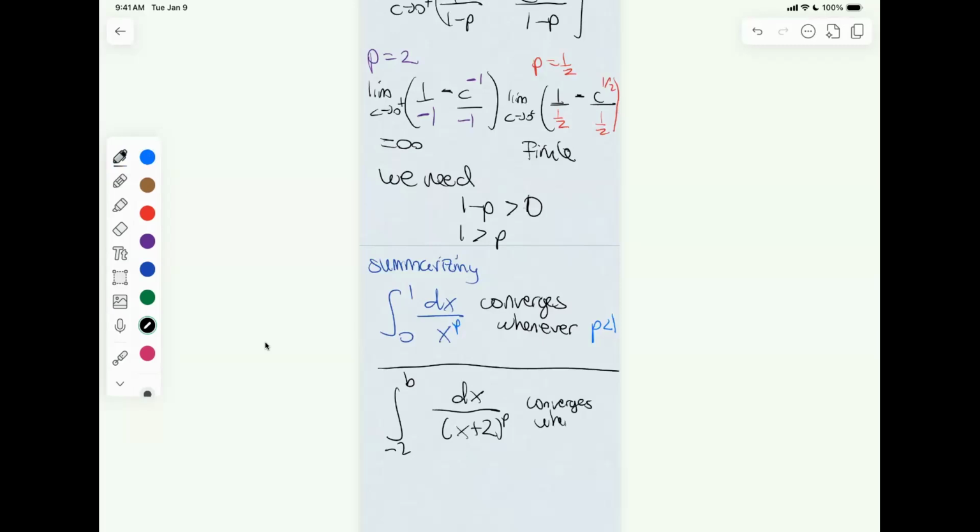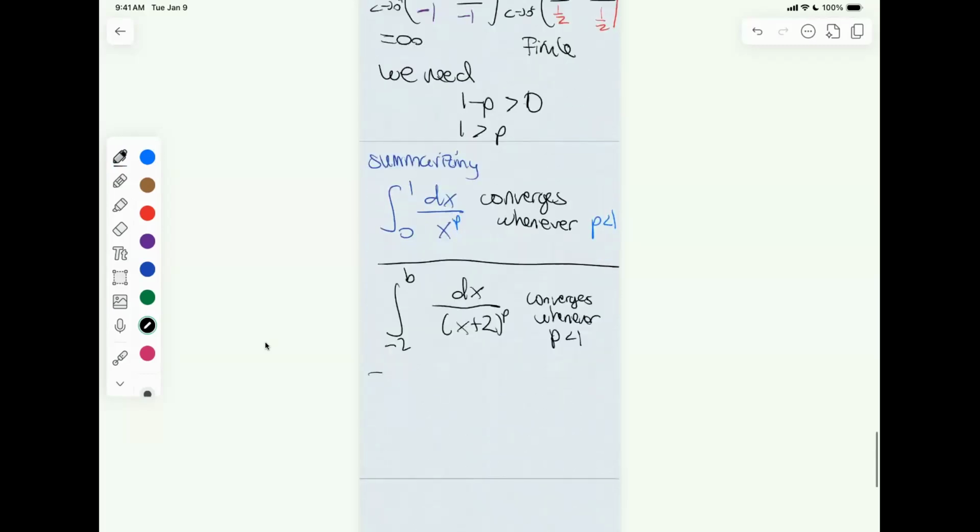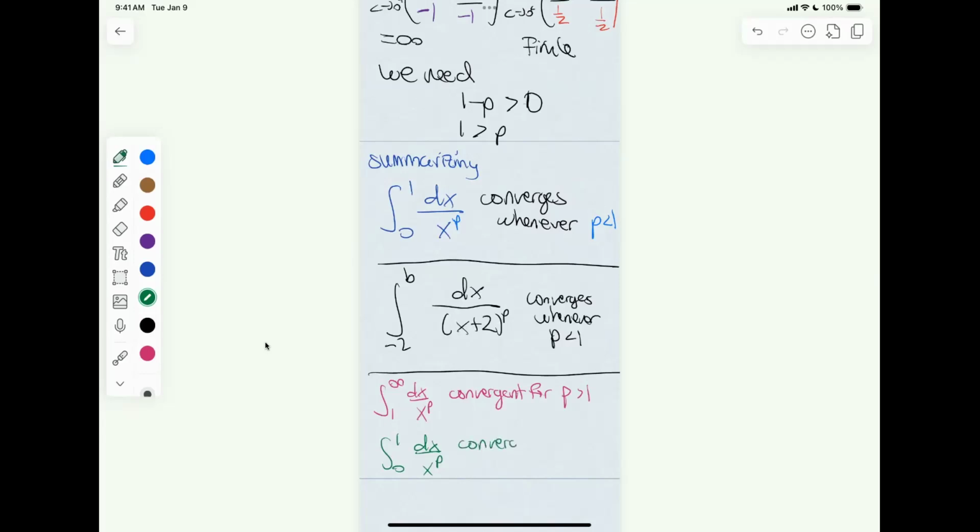And so just to wrap this up, it's kind of cute because it is the opposite, the complement to the other case. So what we just found is that if you have the integral from 1 to infinity of dx over x to the p, this is convergent for p greater than 1. And if you have the integral from 0 to 1, for example, of dx over x to the p, this is convergent for p less than 1.